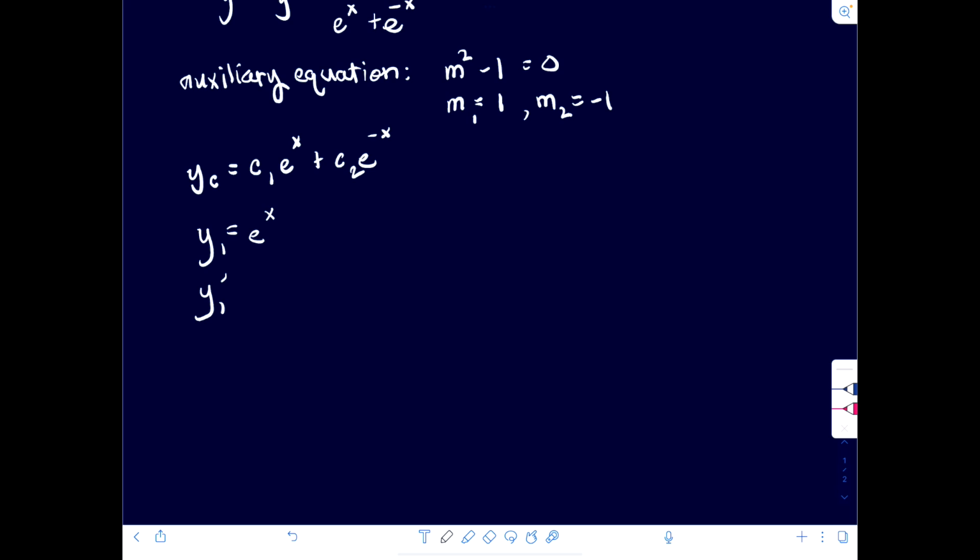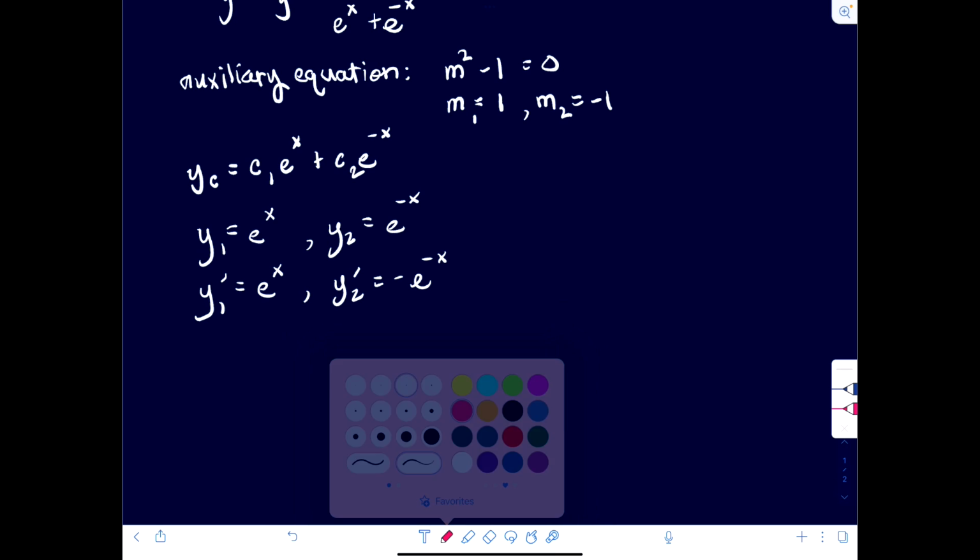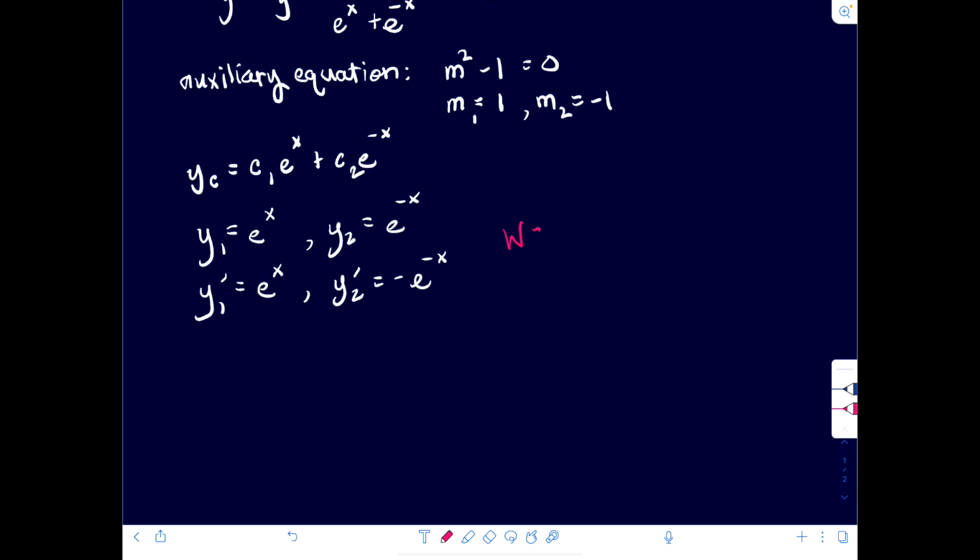So y1 prime is e to the x. y2 would be e to the negative x. And y2 prime is negative e to the negative x. Cool so far? All right, so our Wronskian will equal, the first column is e to the x, and the second column e to the negative x, negative e to the negative x. Well, multiplying through, we'll get negative 1 minus 1, which is negative 2.